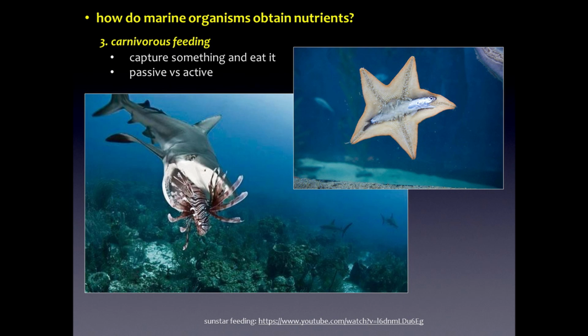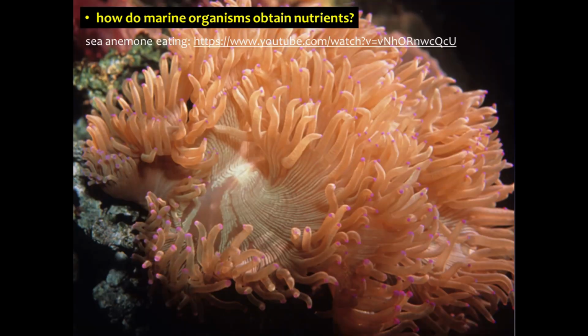Sun stars, as you see up here in the right-hand corner, sometimes extrude their stomach out of the bottom of the star and envelop the fish with it, then digest it with some very nasty digestive juices and bring it back into their body to feed upon it. So there's a whole variety of different methods that carnivores use within the ocean to obtain food and consume it. I'll link to yet another video that allows you to watch sea anemones eat. Once again, a very unique method of eating.